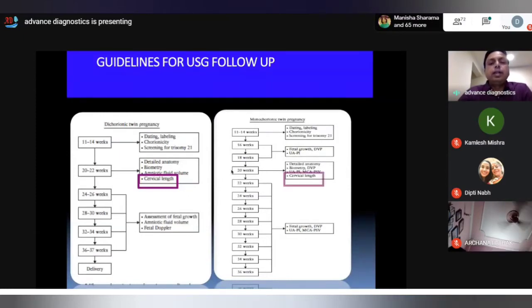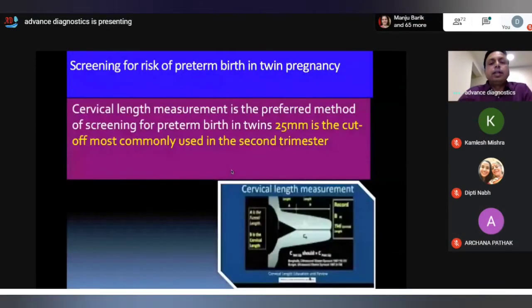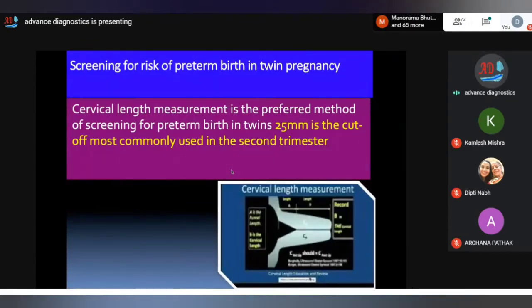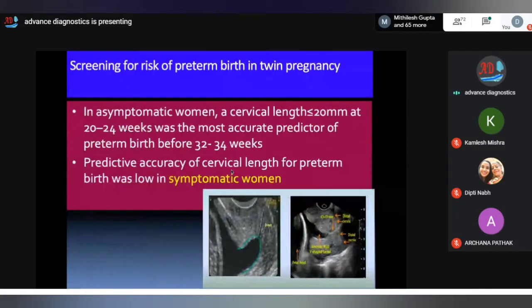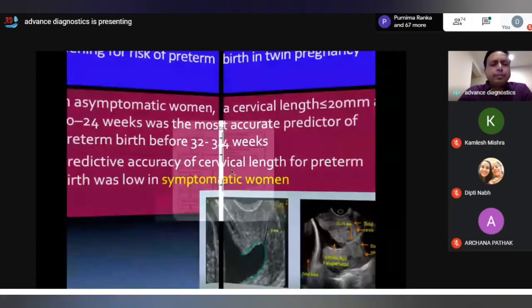scan in twins, then it is to diagnose preterm birth, because cervical length measurement is a preferred method of screening for preterm birth in twins, and 25 millimeter is the cutoff most commonly used in the second trimester. In asymptomatic women, a cervical length less than or equal to 20 millimeter at 20 to 24 weeks was the most accurate predictor of preterm birth before 32 to 34 weeks, but predictive accuracy of cervical length for preterm birth was low in symptomatic women.